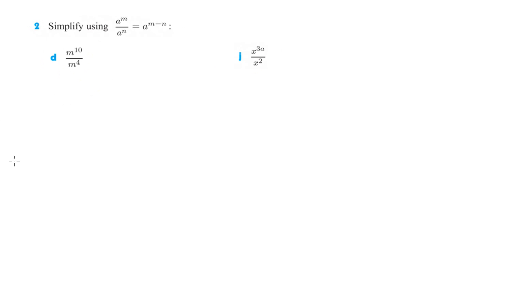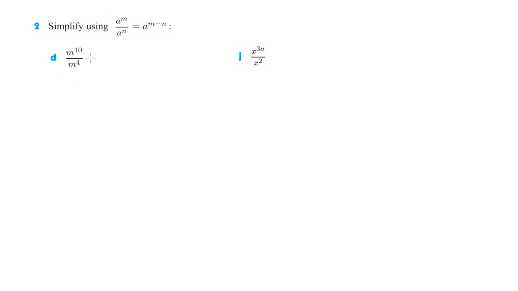Okay, these bases are the same, so we can add the exponents. 5 to the negative 6 plus 3 gives us 5 to the negative third. All right. Okay, number 2, simplify using a to the m over a to the n, which means you subtract these two exponents, right?